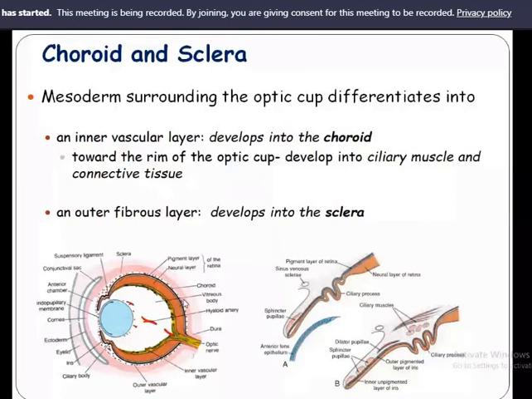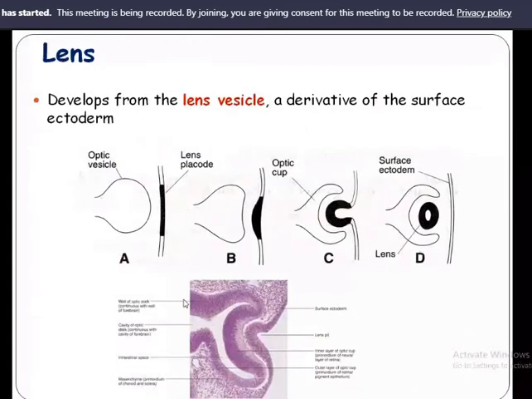Now the next one is the lens. I've already told you how the lens has been formed, so I'll just revise this one. This is the optic vesicle, which will send some signal to the surface ectoderm, and the surface ectoderm just adjacent to the optic vesicle will get thickened. This is known as the lens placode. The lens placode will invaginate.